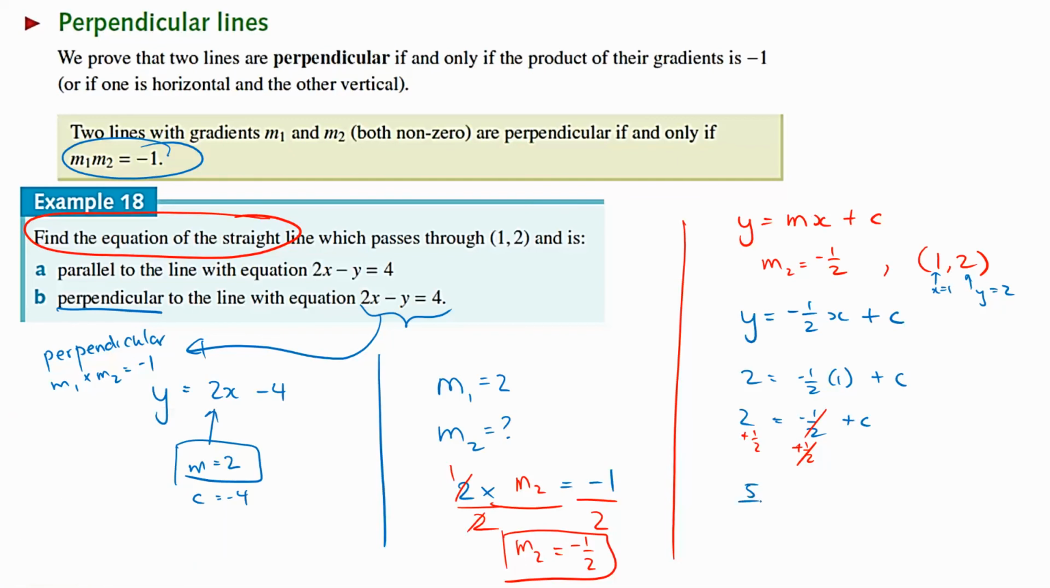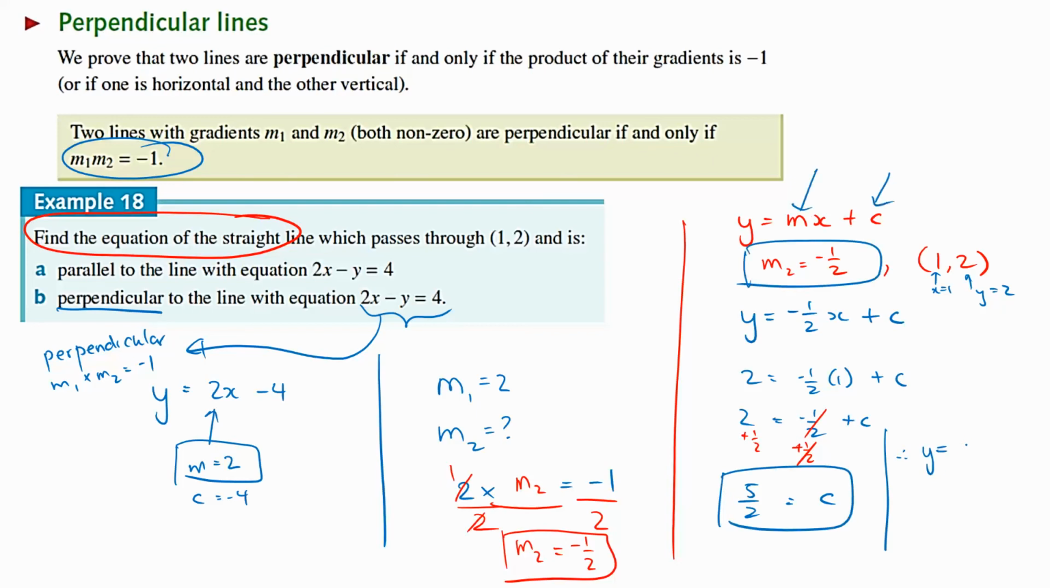I like to keep it in fractions because that's how you will be working in year 11 and 12. Don't change to decimals unless they ask, and the question doesn't say round to decimal places or anything like that. Leave it as fractions. So c is 5 on 2. Therefore your equation must be y equals, now that you got c and you got m, the equation is pretty simple. It is just y equals negative half x plus 5 on 2, because that's a positive 5 on 2. And you're done. Okay, so that's example 18 there, parallel and perpendicular lines.